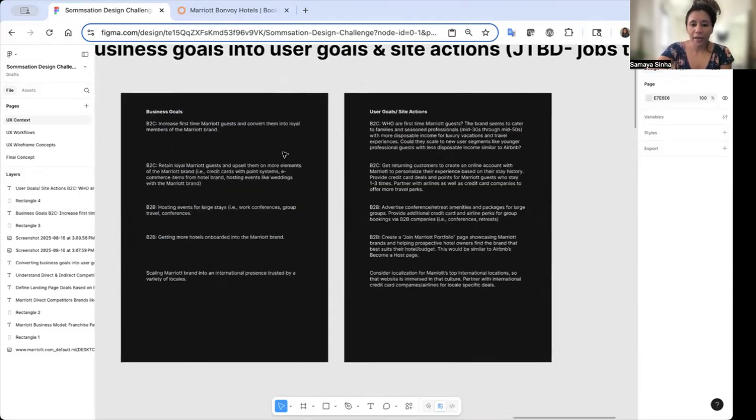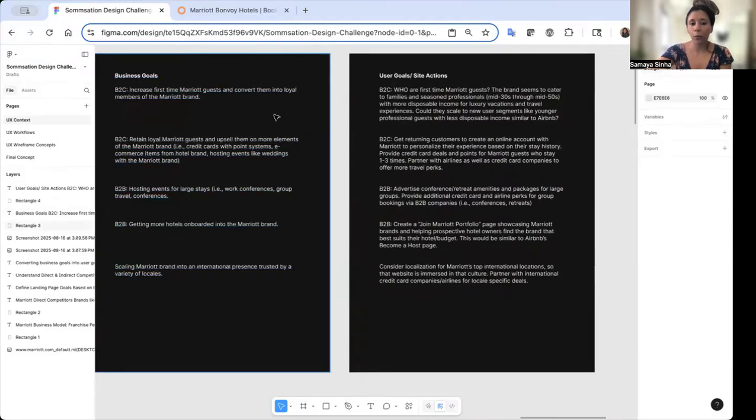So I had already mentioned these before, but Marriott would need to increase their first-time Marriott guests and convert them into loyal members of the Marriott brand from a business perspective. We need to understand from a user perspective and a site perspective, who are first-time Marriott guests?